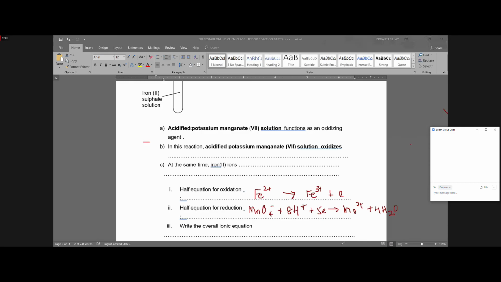Okay, now give me the overall. Here, lower one is 5E. Upper one is E. So you multiply all by 5. Correct, right? 5 here, the upper part. 5 here, 5 here, 5 here. Now give me the final answer.